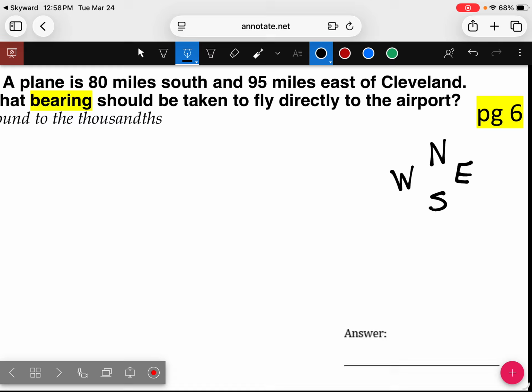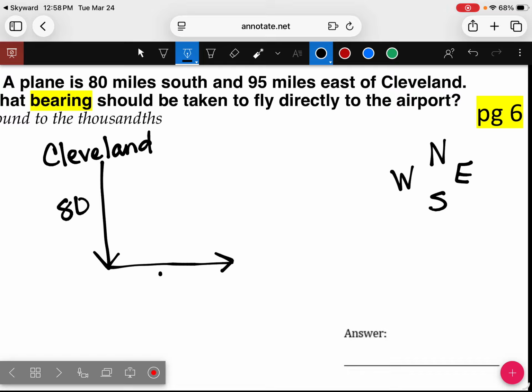All right, so we got a plane. The plane is 80 miles. So we got Cleveland. So this is Cleveland. And that plane went 80 miles south. And then it made a right turn and started heading east, which is this direction. What bearing should it take to fly directly back? So this is my plane.